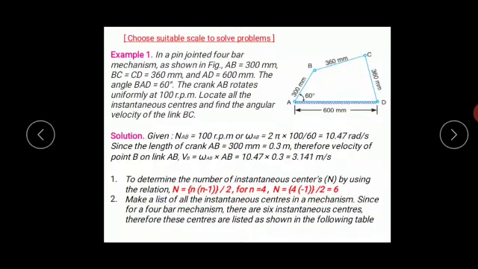In a pin-jointed 4-bar mechanism as shown in figure, AB equal to 300 mm, BC equal to CD equal to 360 mm and AD equal to 600 mm. The angle BAD is equal to 60 degrees. The crank AB rotates uniformly at 100 rpm. Locate all the instantaneous centers and find the angular velocity of link BC.